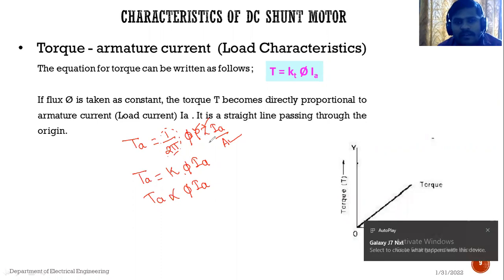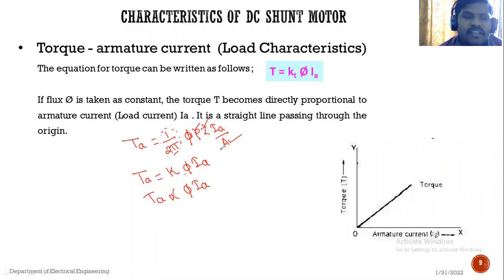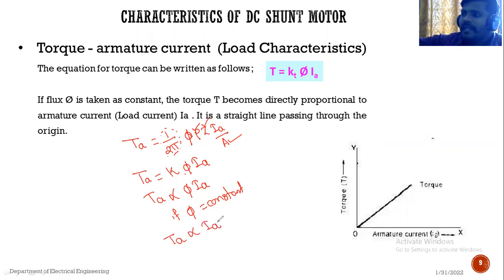See, the flux of the motor will be taken as constant. In a DC shunt motor we consider the flux constant. If phi is constant, then torque TA is directly proportional to IA. Torque TA is directly proportional to IA.